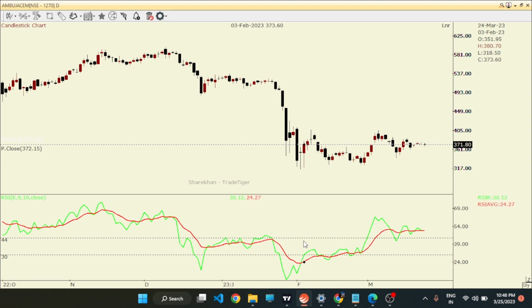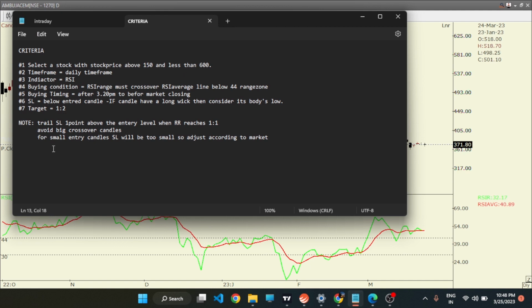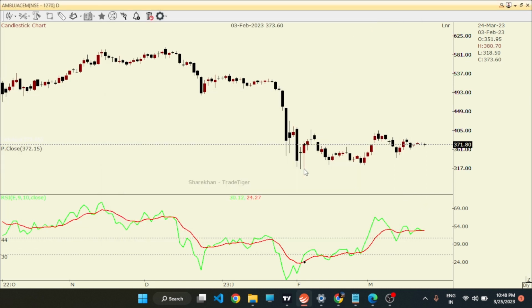So it gave another entry on 3rd February. Candle closing was at 373.60 and it made a low of 318. As you can see, the body is good, but it had a long wick below it. As per our criteria, stop loss must be below the entry candle. If the candle has a long wick, then consider its body low. So it has a long wick here. We are considering this body low as our SL.